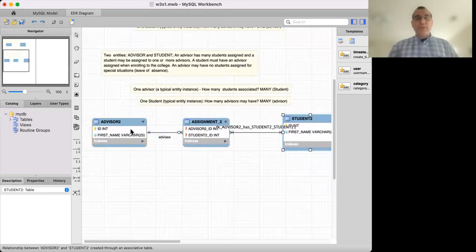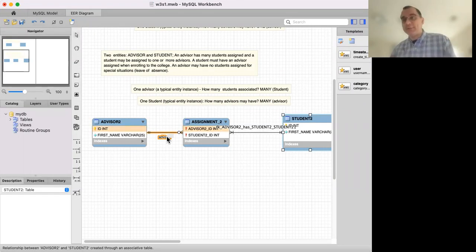because you see, the foreign key, the advisor ID, it's part of your primary key, right? So here, the primary key contains the foreign key that is related to advisor. And that makes the relationship strong. Why? Because I cannot have an assignment without an advisor.